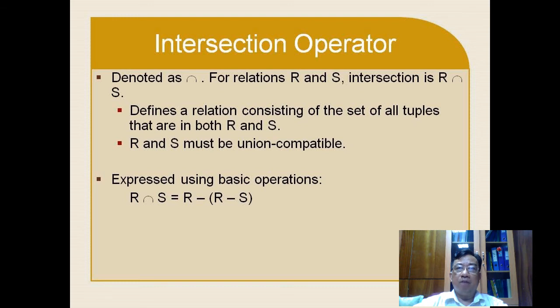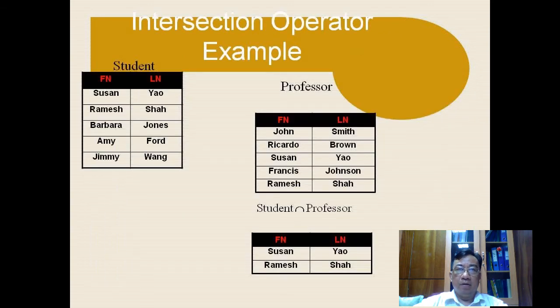I'll give you an example about intersection operator. You have a student relation, you have professor relation, and you have the intersection between student and professor. And in this case, the result will contain Susan Yao and Ramesh Shah. Remember, Susan Yao and Ramesh Shah are in the student relation and in professor relation.